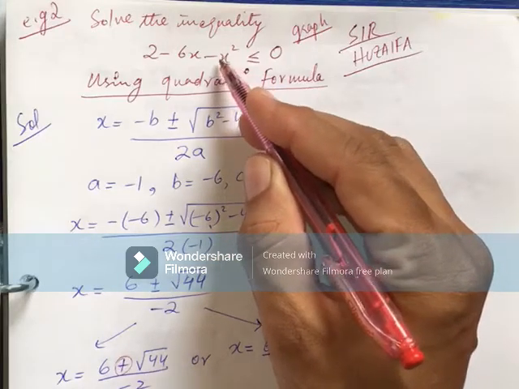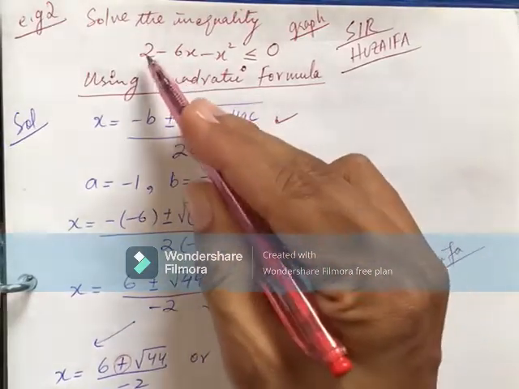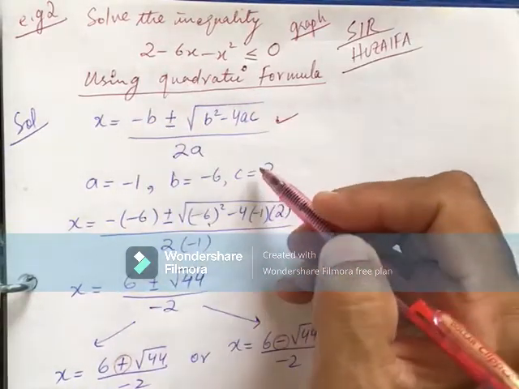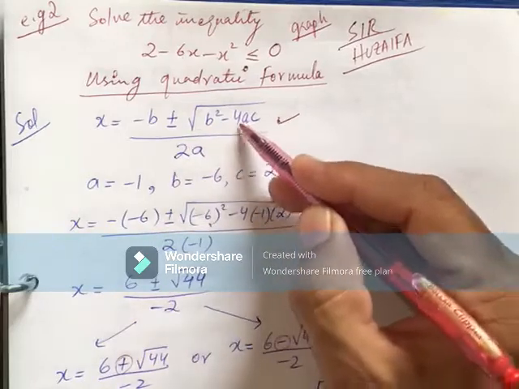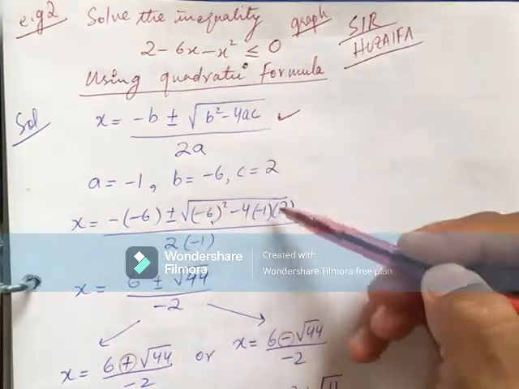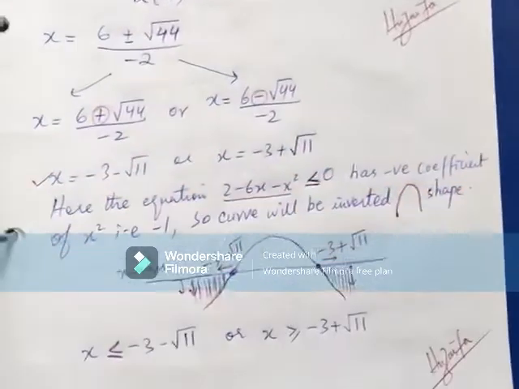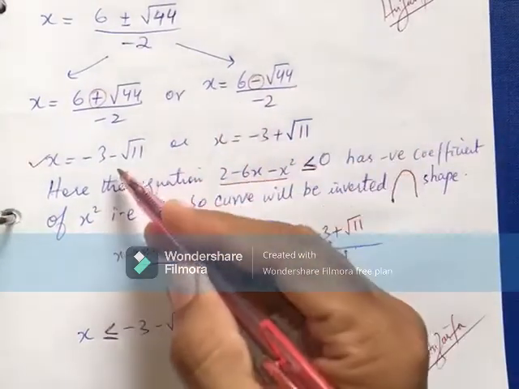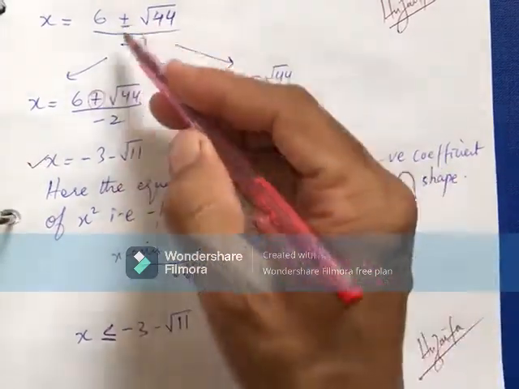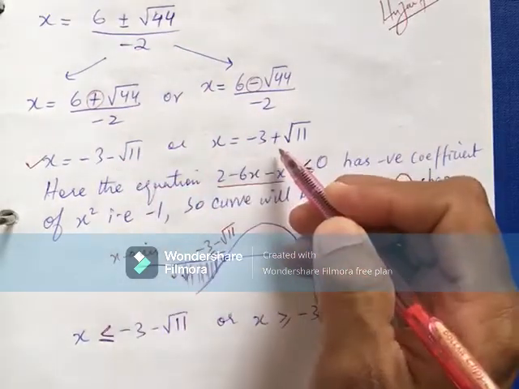The coefficient of x squared is a, that is minus 1, b is minus 6, and c, the constant number, is 2. Okay, just place the values in this formula. b is minus 6, b is again minus 6, a is minus 1, c is 2, and a is minus 1. When you solve it, you will get two values of x, that is minus 3 minus root 11, because we have two signs, plus and negative, therefore we have one value with the negative sign and one value with the positive sign.